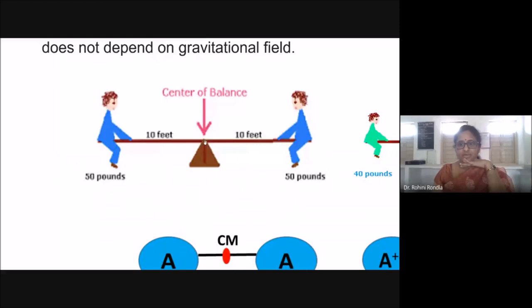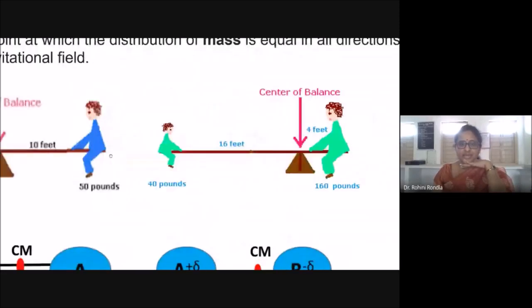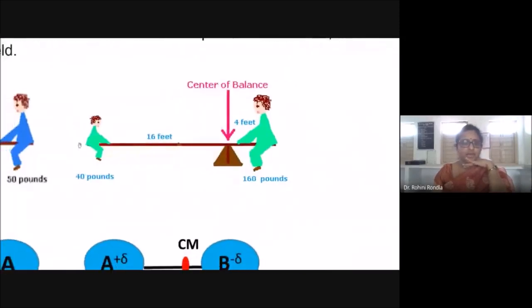Okay, center of balance. If you see this case, see this boy weight is 40 pounds and this person 160 pounds. Heavy weight undi ikkada, ee abbayiki heavy weight undi. Okay, and here only 40 pounds. And this is the center of balance. And from this boy to this point is 16 feet distance. Chudandamma, 16 feet distance. And this center of balance to this boy is only 4 feet.